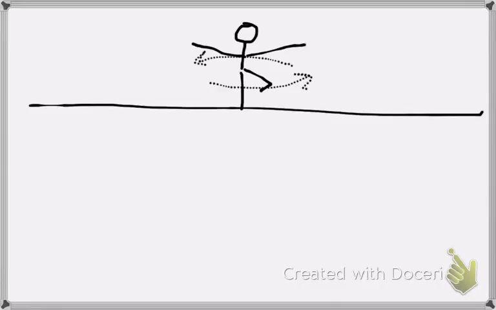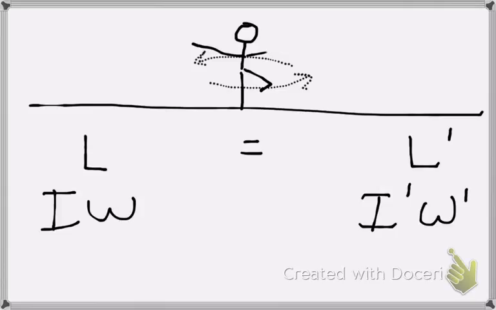Let's do an example. So we have a figure skater, and they are spinning in a circle, but their arms are stretched out really far, and they are spinning at some angular velocity. And so we're going to make some changes on how they are spinning to show that the angular momentum is conserved. We know that angular momentum is the moment of inertia times angular velocity, so just mass times velocity, but in the angular terms. Well, that initial I omega should equal some final I omega.